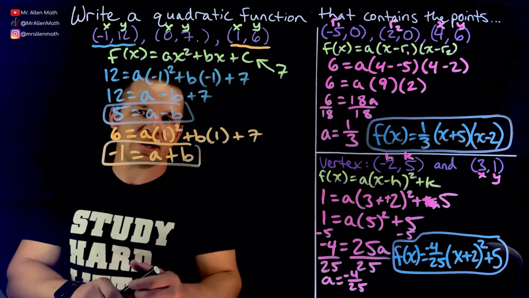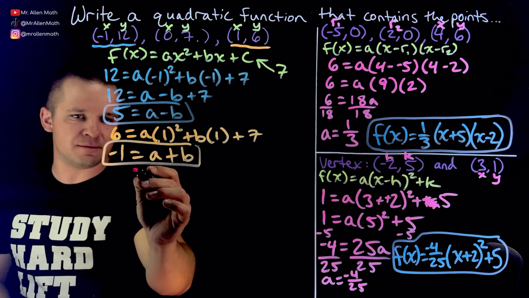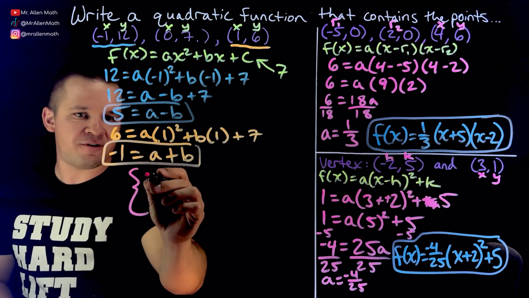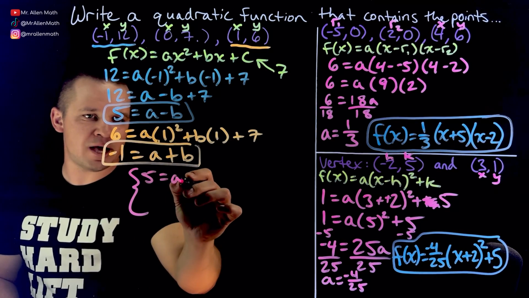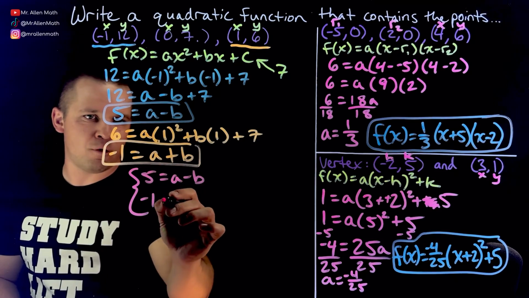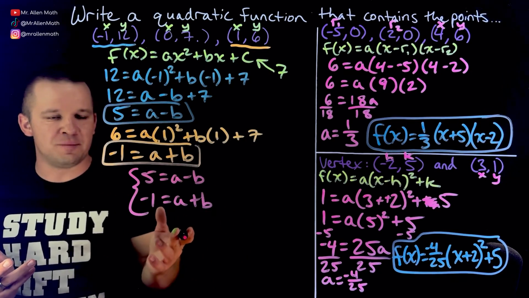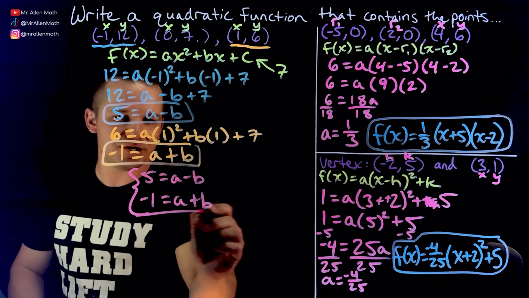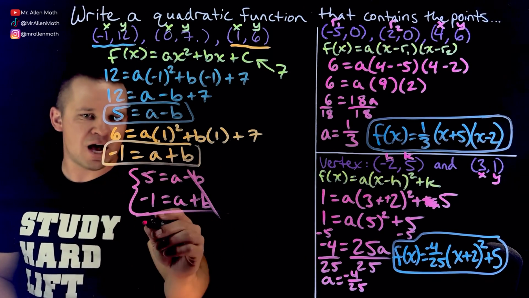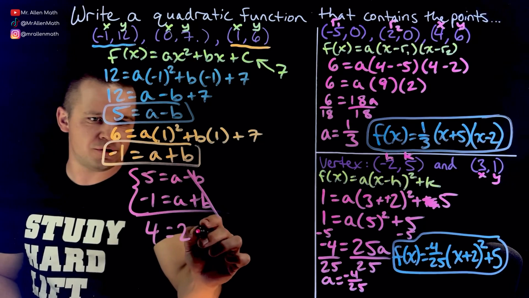All right. So I'm going to put these together into a system. I have 5 equals A minus B, and I have negative 1 equals A plus B. This is already set up for elimination, dude. This is awesome. So I can just go ahead and cancel my B's. I'm left with 4 equals 2A.